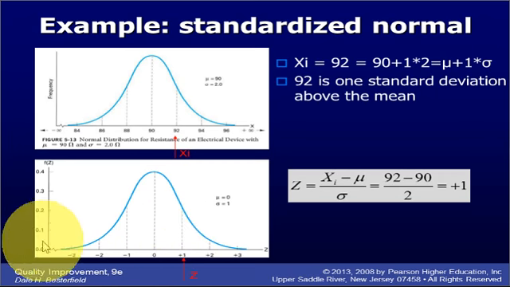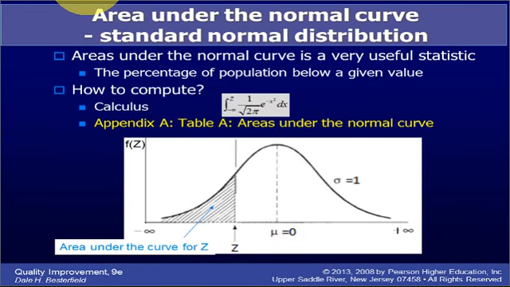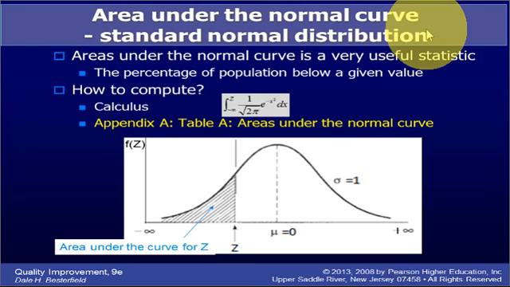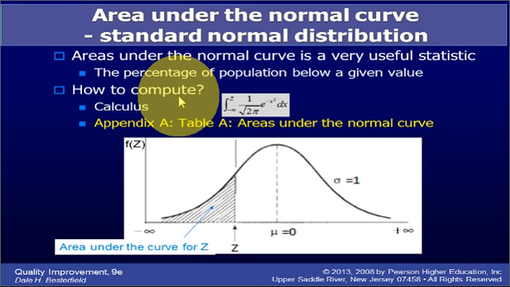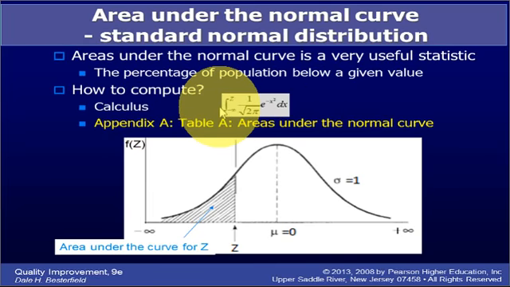Because we use relative frequency on the vertical axis, if x_i and z correspond to each other, then the area below z and the area below x_i are actually the same. The area under the normal curve is a very useful statistic. It shows the percentage of the population below a given value. So we first want to show how to find the area under the normal curve for the standard normal distribution. How do we compute this area? There are two ways. First, you can use calculus. This is the integration formula that you need to use.